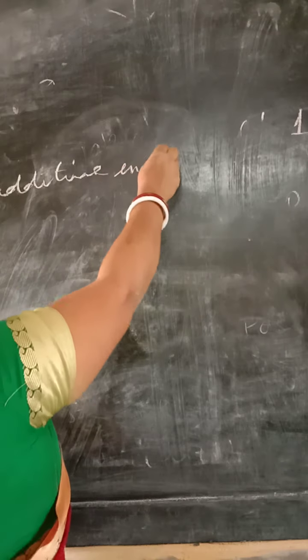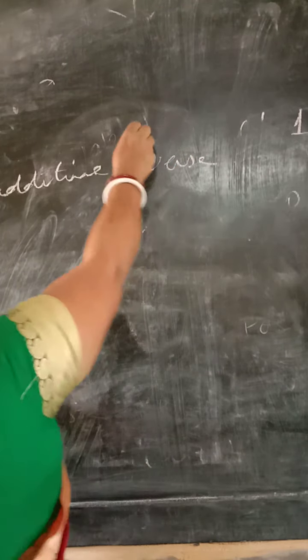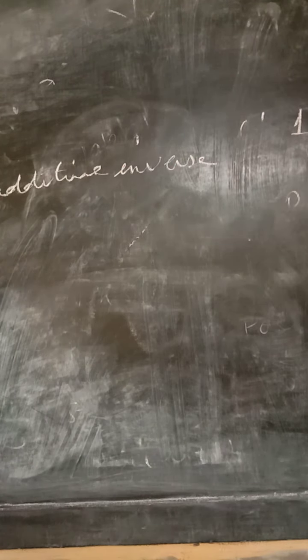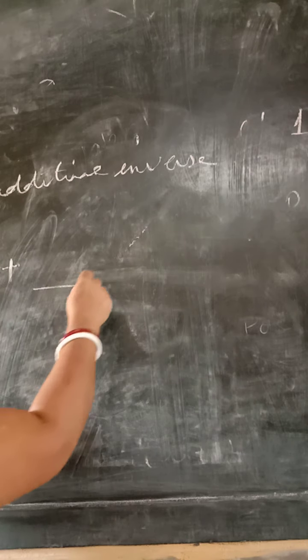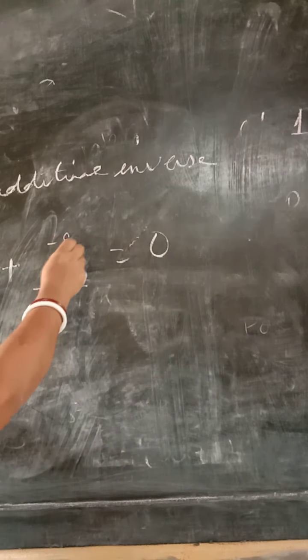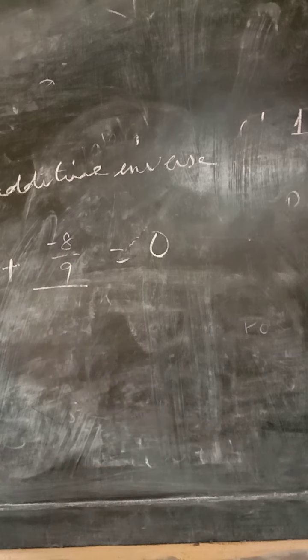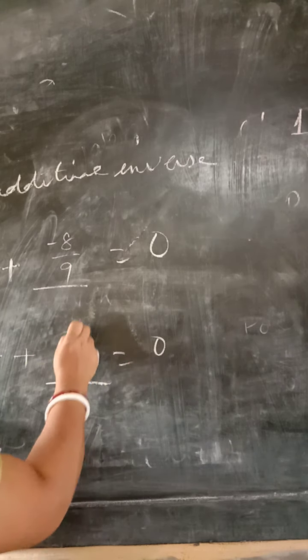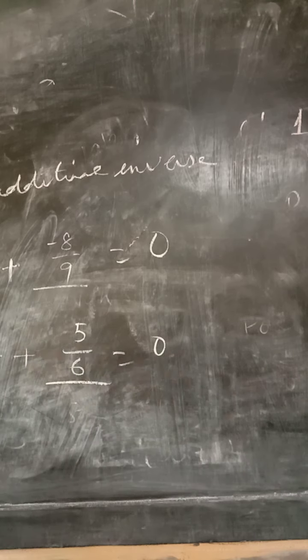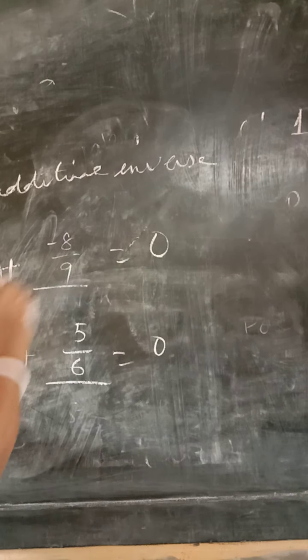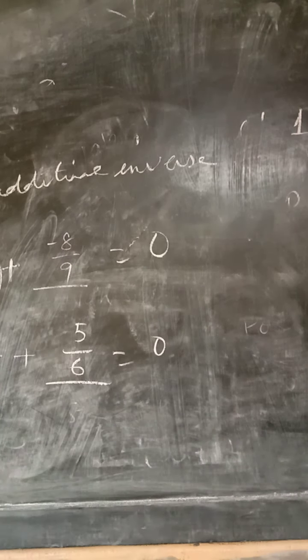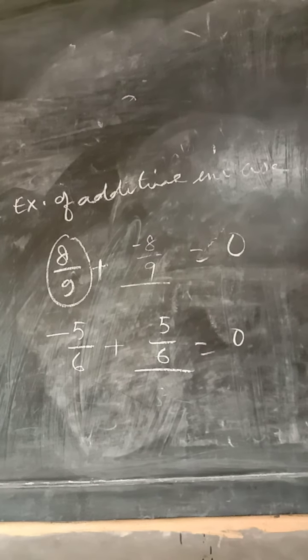Inverse. What should 8 by 9 be added with to get 0? That is surely minus 8 by 9. Or minus 5 by 6 added with what is equal to 0? That is surely 5 by 6. So you can see the same fraction with the different sign. So these are the properties related to rational numbers.